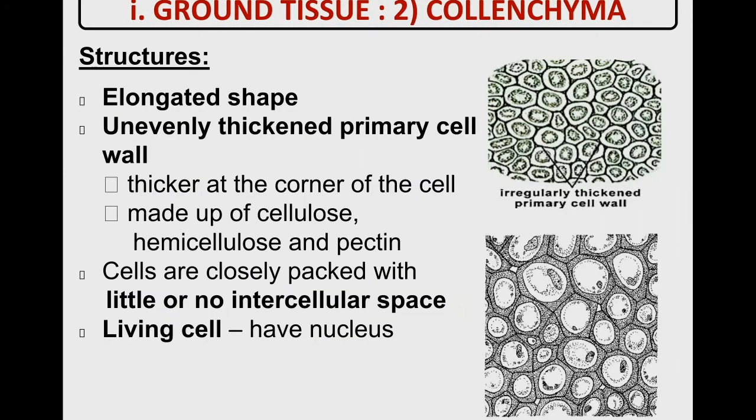Okay, that was parenchyma. Now, collenchyma. You may know the structure based on the shape. They are thicker at the corner of the cell. Okay, elongated shape, unevenly thickened primary cell wall. Okay, macam ini.